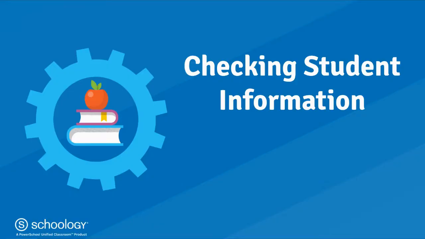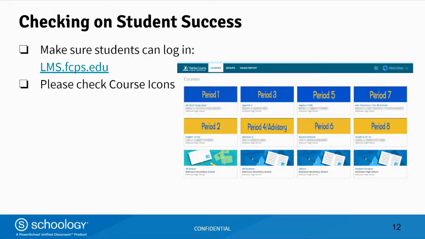The next piece that we're going to go through with you for our parent night is how to check on your students' information within Schoology. We want to make sure that all of you know the correct URL to log into Schoology. It is lms.fcps.edu. Probably the most common mistake we have at the beginning of the school year is people go to Schoology.com. Fairfax County Public Schools has their own URL for logging in. So please make sure you go to lms.fcps.edu.